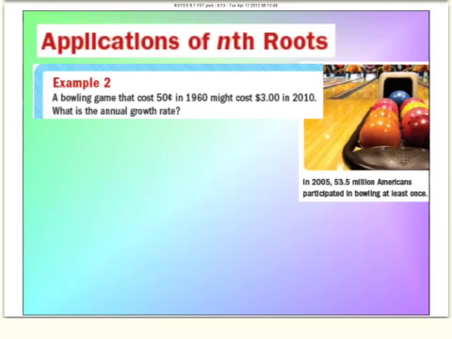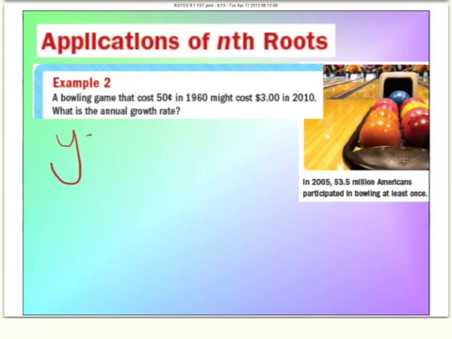Now the fourth objective wants you to apply nth root properties to area, volume, and rate problems. And the next few problems are actually going to do that. Here's our first example of an application of it. A bowling game cost 50 cents in 1960, and it might cost $3 in 2010. What is the annual growth rate?